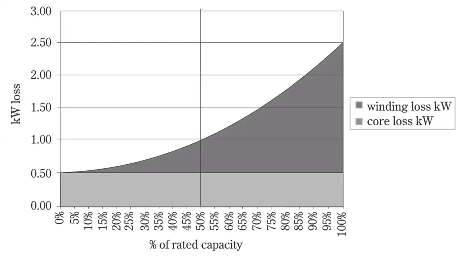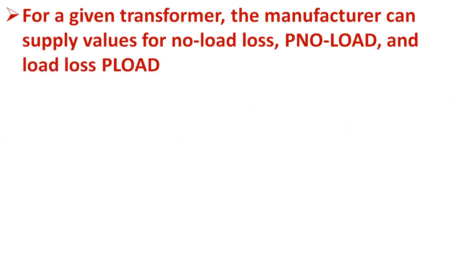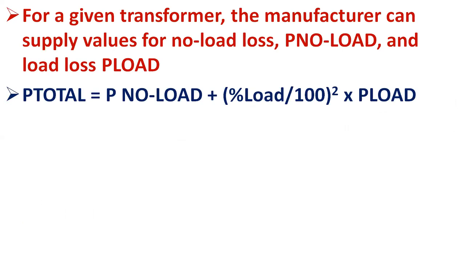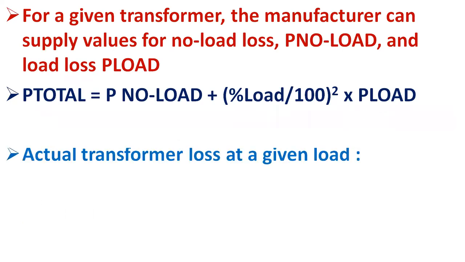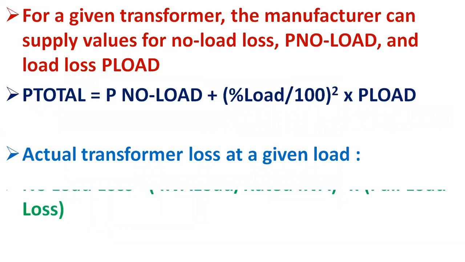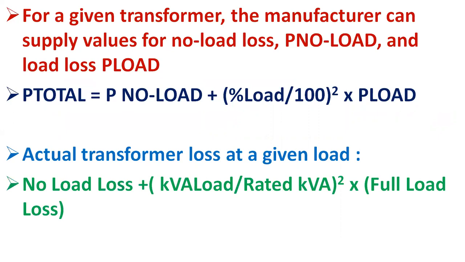For a given transformer, the manufacturer can supply values for no load loss, P no load, and load loss, P load. The transformer loss P total at any load level can then be calculated from P total is equal to P no load plus (percentage load by 100) squared into P load. Where transformer loading is known, the actual transformer loss at a given load can be computed as no load loss plus (kVA load by rated kVA) squared into full load loss. This is about the transformer losses.